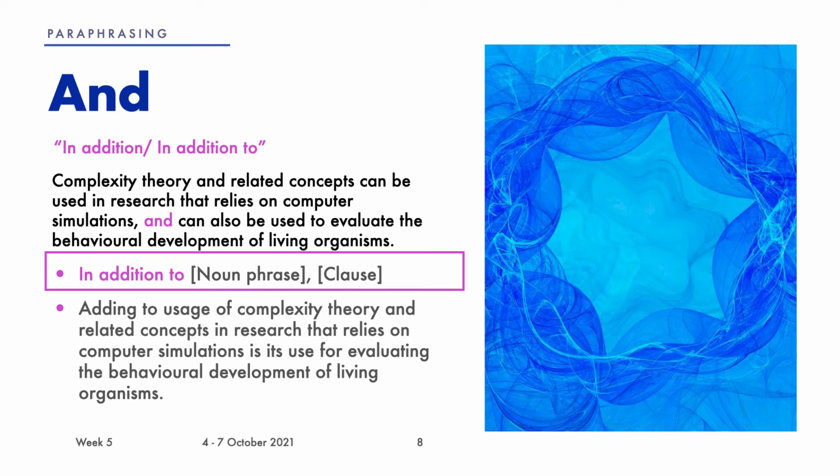Okay, with the change of the verb into a noun, everything else has to change correspondingly. For example, the subjects, complexity theory and related concepts will have to become a part of the noun phrase usage of complexity theory and related concepts in research, and so on and so forth. And then in the next clause can also be used to evaluate and so on. You can see the paraphrased sentence would be its use for evaluating the behavioral development of living organisms.